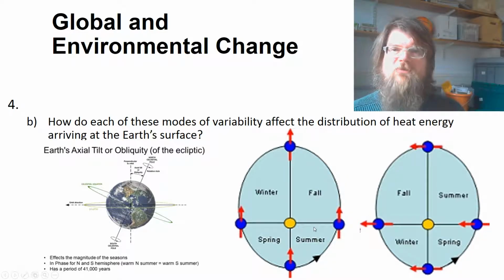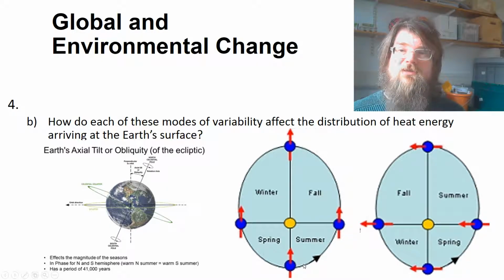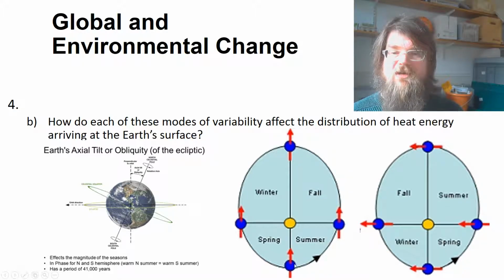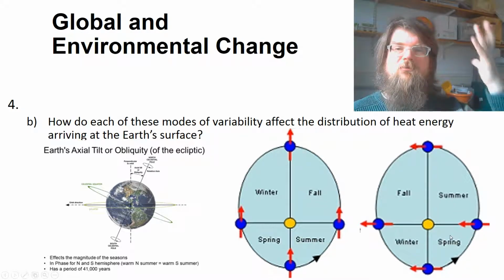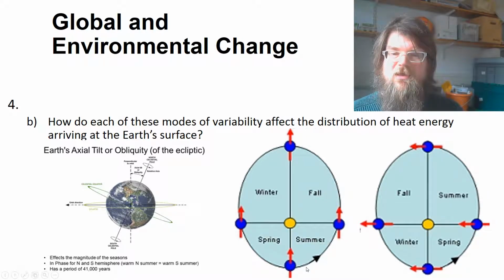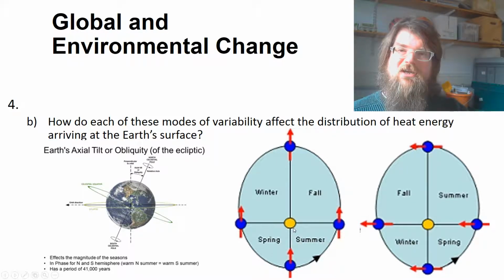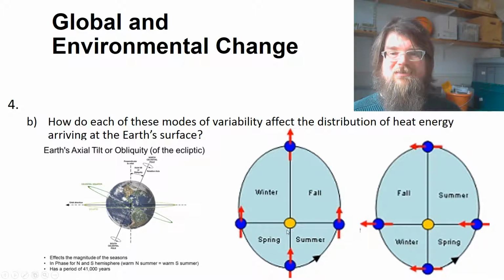So lastly, looking at precession. That precession basically determines which way this axis of rotation points relative to this elliptical orbit. You can see at the moment the northern hemisphere is pointed towards the sun, in between spring and summer. It's when the Earth's axis of rotation is pointed directly towards the sun, like this.